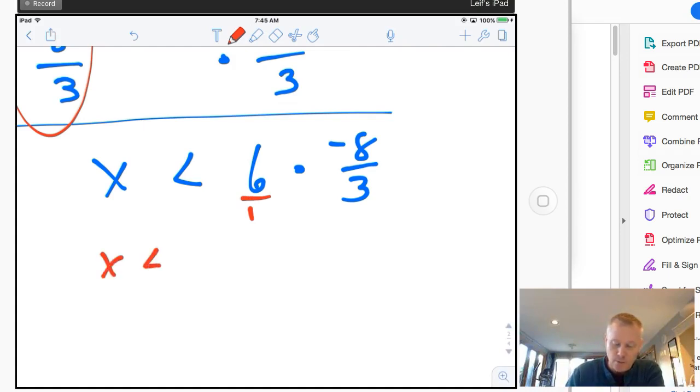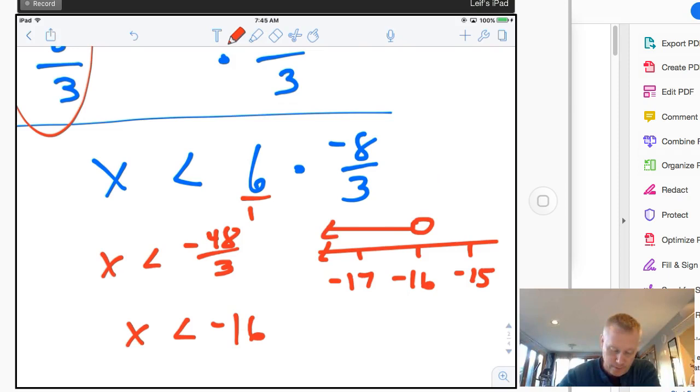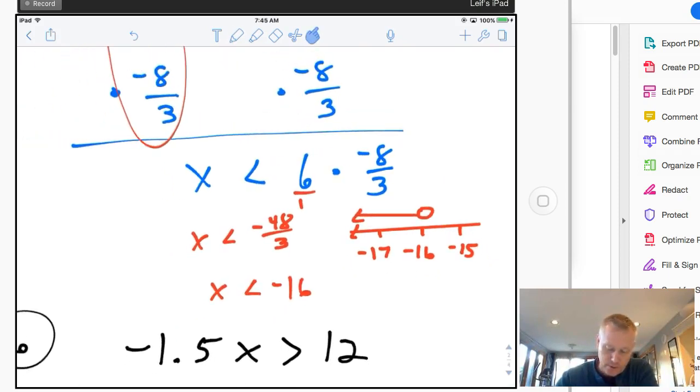Okay, now, when I multiply these together, that's negative 6 times 8 is 48. And 48 divided by 3 is 16. So that's what that looks like. Now if I go to my number line over here, here's negative 16, negative 17, negative 15. This is an open dot going to the left because it's less than. And that's what my answer looks like.